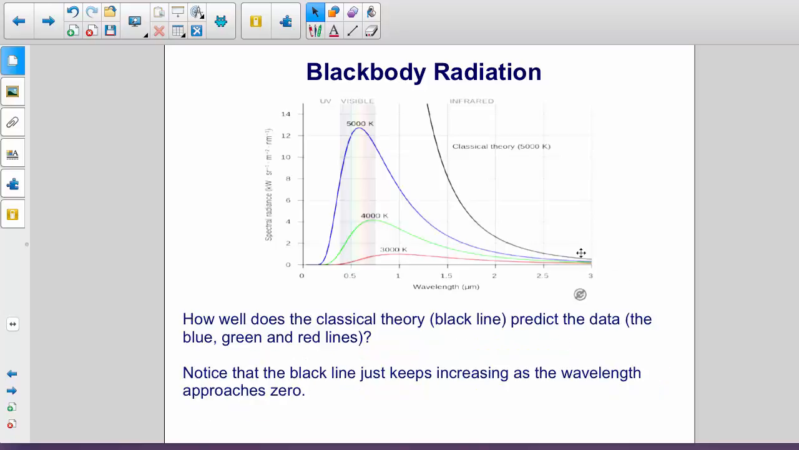And let's look again at this classical theory line here on the right, this black line. It doesn't even remotely predict the data. This is for 5000 Kelvin, and the blue line is the experimental data for 5000 Kelvin. Clearly, what happens in classical theory is that the anticipated spectrum includes more and more electromagnetic radiation from shorter and shorter wavelengths.